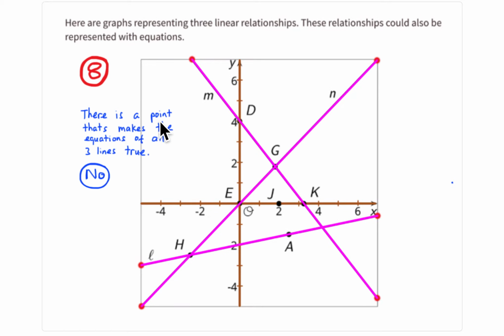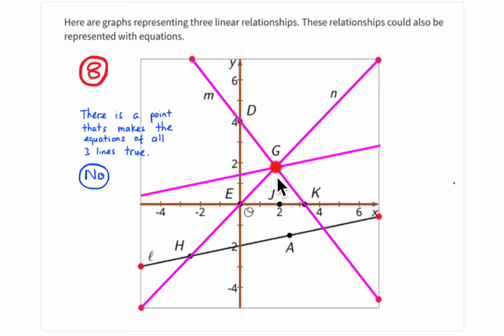Number 8, there's a point that makes the equations of all 3 lines true. Well, that's false. There's no single point where all 3 lines intersect. But you can move any of the lines. If I move this line up to G, so slide up here, that would make the coordinates for point G a solution for the equation for M, N, and this new line right here. So all 3 lines could use the coordinates for point G, and they would all be solutions to their equations.